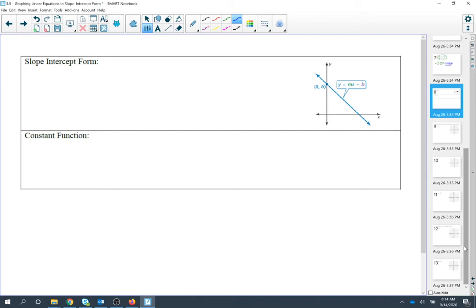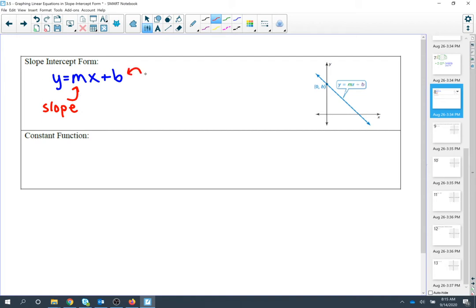Slope-intercept form. So now that we kind of have an idea of what slope is, the rate of change between any two points, we're going to look at slope-intercept form. Slope-intercept form is y equals mx plus b. In this equation, m is still your slope. It tells you the rate of change and how fast your graph is either growing or decreasing.